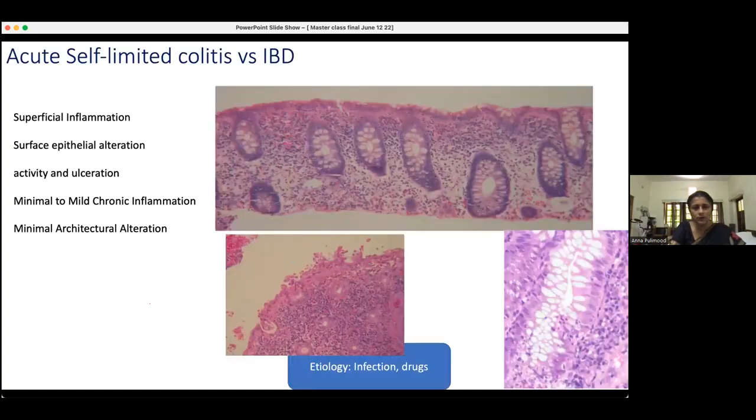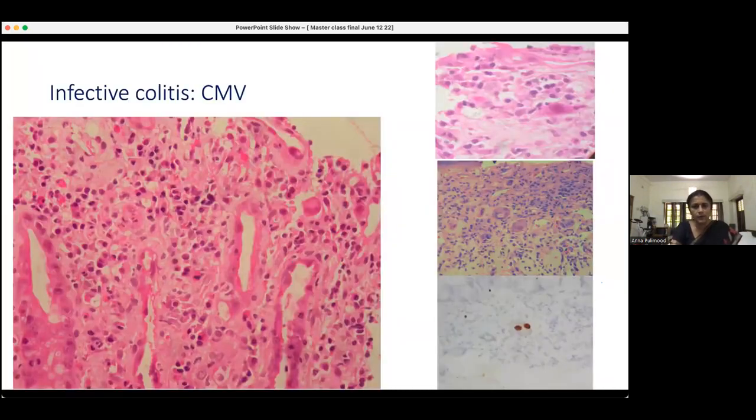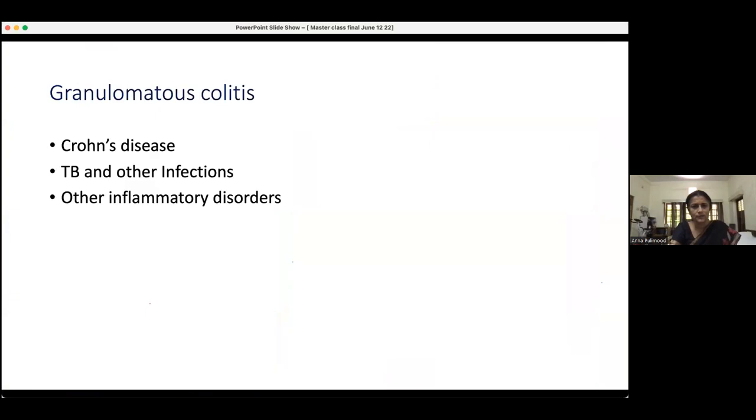This is where large intestinal mucosal biopsies are useful in distinguishing IBD from acute colitis. So this again is based on the intensity of inflammation, epithelial changes, depth of inflammation, and so on. Amebiasis, again, it's the same thing. It's the amount of inflammation, architectural alteration, activity, and eosinophilia that help you distinguish whether it's amebiasis or IBD. You can look for specific infectious agents like CMV, Helminths, or various parasites to diagnose.